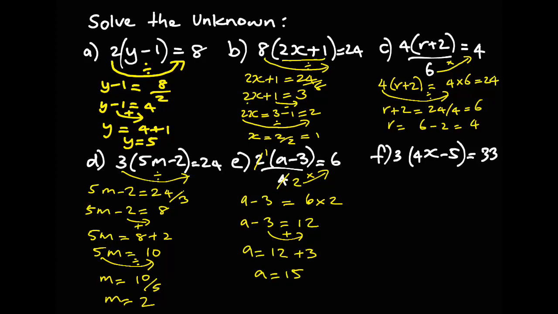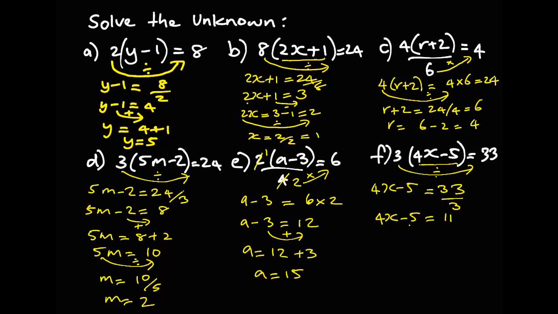Alright, for part F, again we can't work with what's inside the brackets until we get rid of this 3 on the other side. So 3 is multiplying, it must come across the equal sign as a divide. So we're left with 4x minus 5 is equal to 33 divided by 3. 4x minus 5 equals 11.